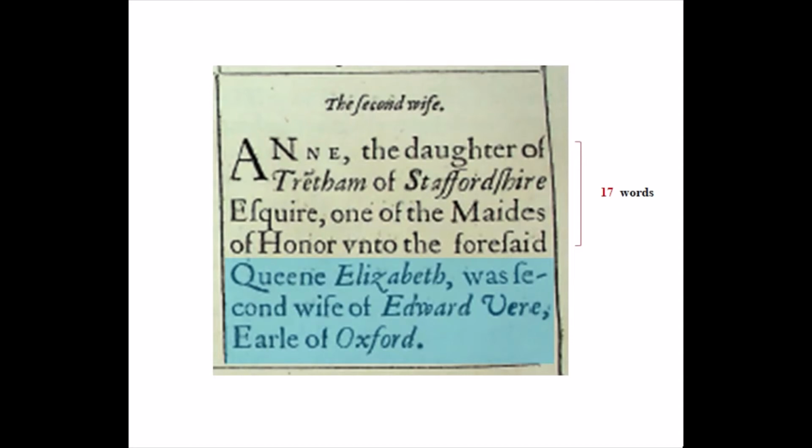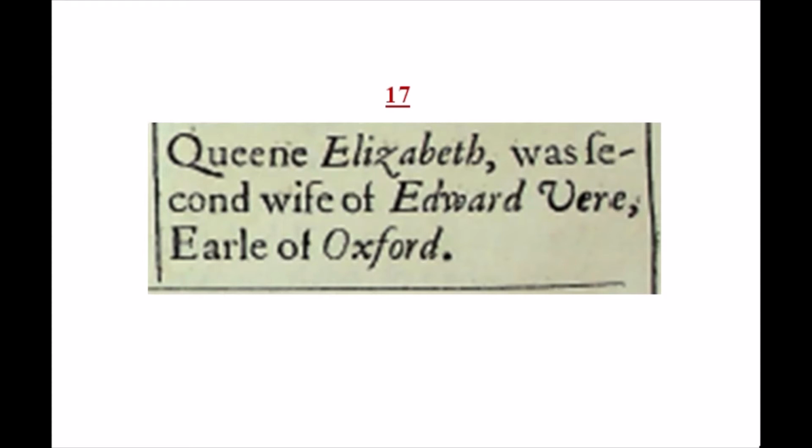First of all, there's a mistake. It reads his second wife's name was Anne Trentham when it was Elizabeth Trentham. After the title, the second wife, there are 17 words before we get to this. 17 words followed by Queen Elizabeth was second wife of Edward Vere, Earl of Oxford.